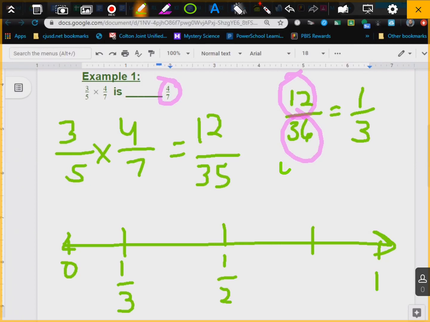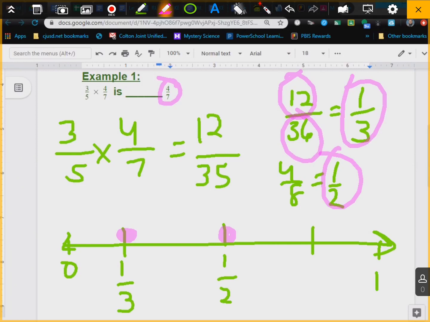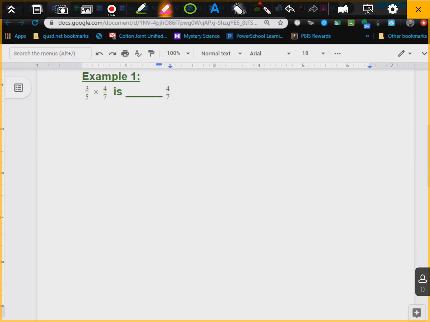And I know that 4/7, which is the number I'm comparing it to, is close to 4/8, which would be 1/2. So 4/8 would be right here. Whereas 12/35 would be somewhere around here. So 12/36 would be less than 4/7. It would be less, because 1/3 is smaller than 1/2, right? If you have a third of something, that's a lot smaller than having half of something. All right, so that's it for number one. I used a number line to compare.